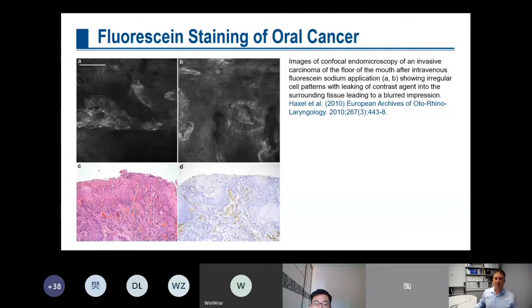Imaging after IV injection of fluorescein enables deeper structures of the mouth to be imaged. The top images on screen are of the floor of the mouth after IV injection of fluorescein, and you can see blood vessels, irregular cell patterns, and increased vascular permeability around the tumour site. Optiscan is planning to test if IV fluorescein can assist the mapping of tumour margins prior to surgery.